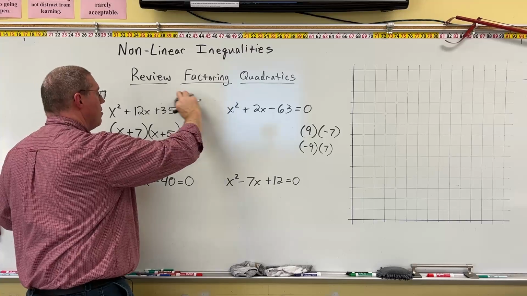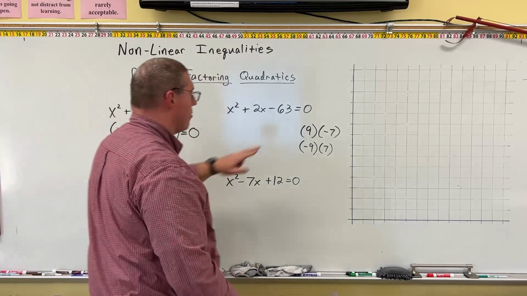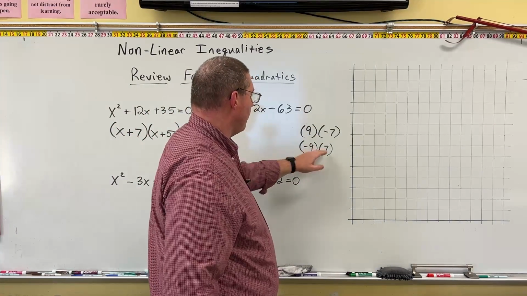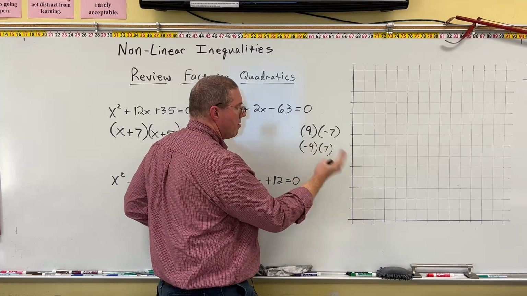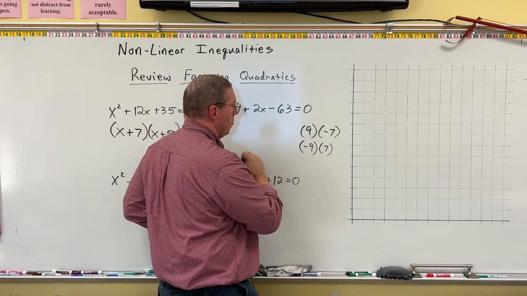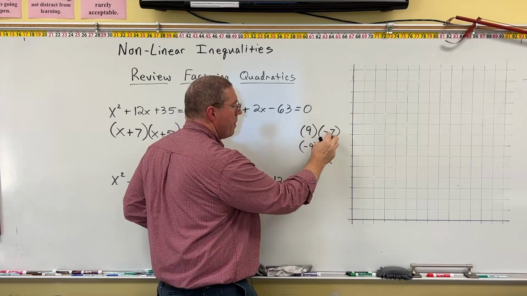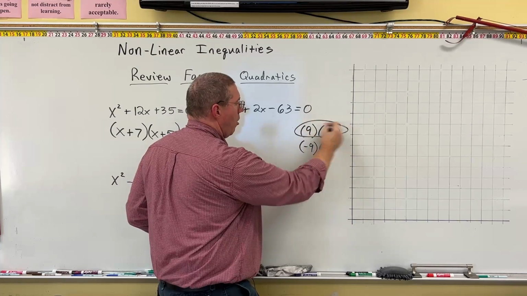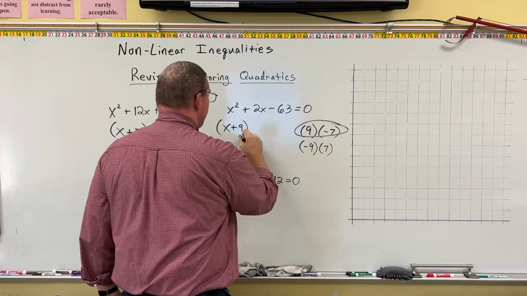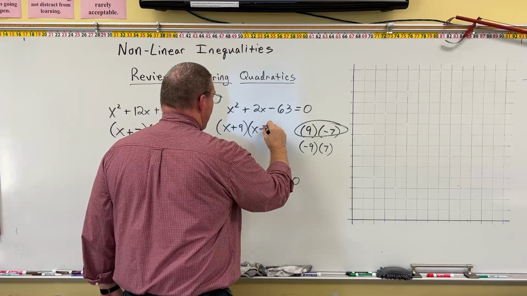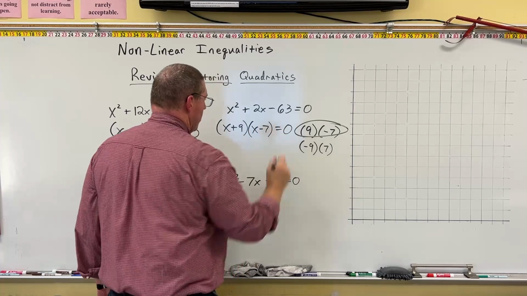So how do we know whether it's 9 and negative 7 or negative 9 and 7? Well, we add them together. Negative 9 plus 7 is negative 2, but this says positive 2. 9 and negative 7 is positive 2, so these are our numbers. So we will do x plus 9, because it's positive 9, times x minus 7 equals 0.